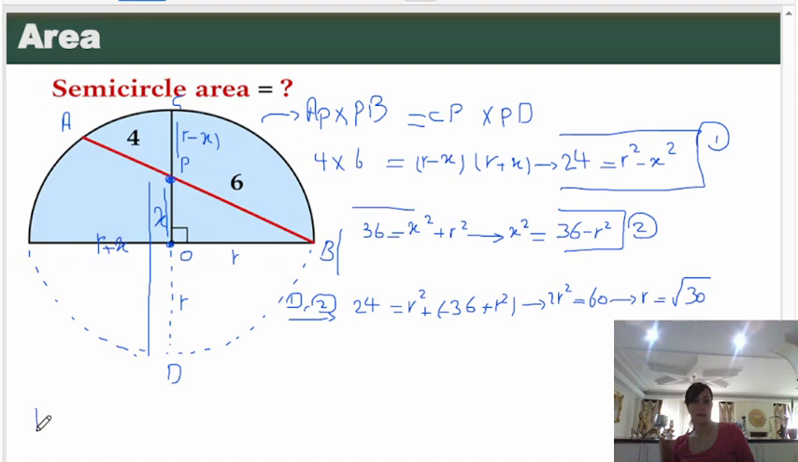To find the area of the semicircle, which is half of the area of the whole circle, I write one half times pi r squared. So we know r squared equals 30. So I write area of the semicircle equals 30 divided by 2 times 3.14.